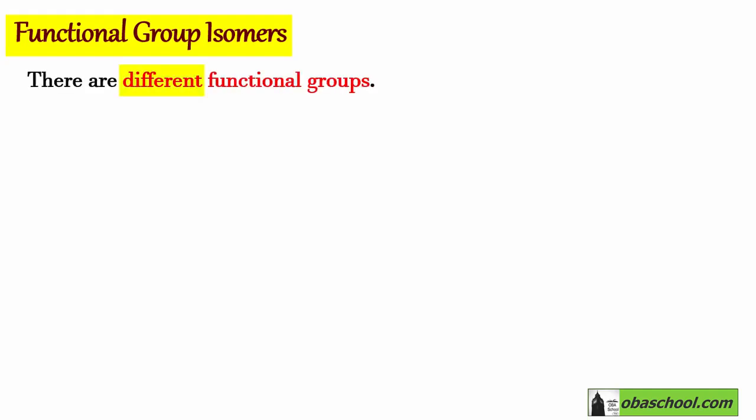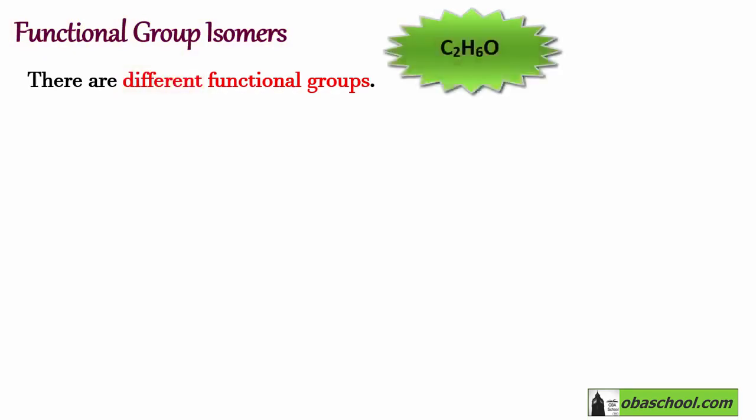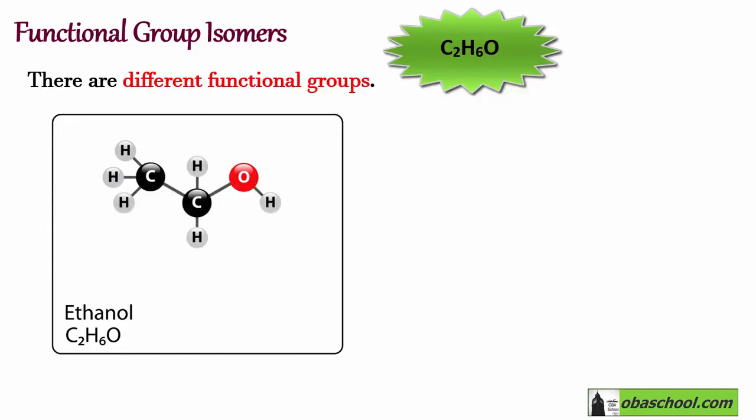Let's talk now about functional group isomers. One subdivision of structural isomers is functional group isomers, where we have different functional groups. So we will have the same molecular formula, however, the functional group will be different. For example, we have this molecular formula C2H6O, which could be ethanol. So we have 2 carbon atoms, 6 hydrogen atoms, and 1 oxygen atom. And this is an alcohol, so the OH group represents alcohols.